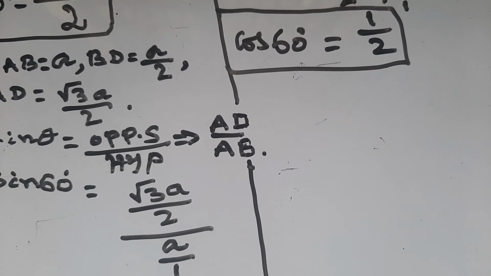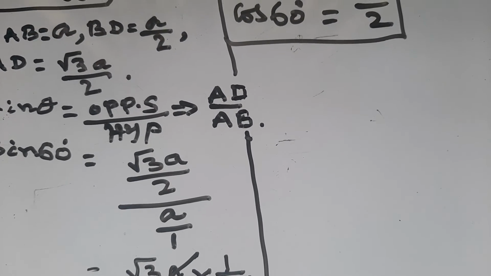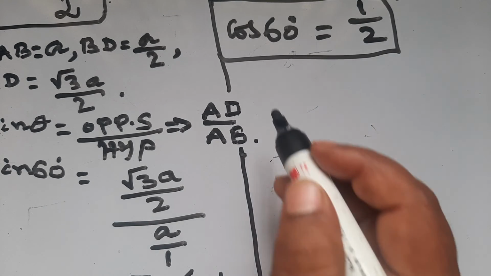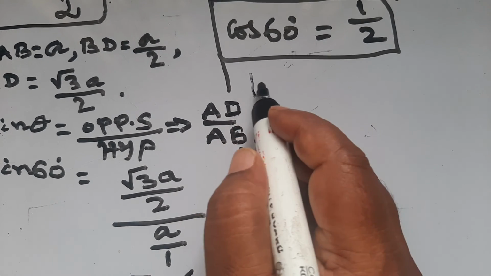So, next we have to go for that, sine over cos over tan. Tan we have to say, tan theta.